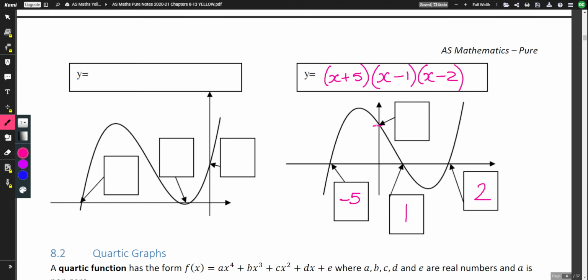So this point here, it's really easy. At this point, we know x is definitely 0 because it's on the y-axis. So when x is 0, y is... Now again, we don't need to expand the brackets. Just sub in x is 0. First bracket is 5. Second bracket is negative 1. Third bracket is negative 2. And then 5 times negative 1 times negative 2, which is 10.